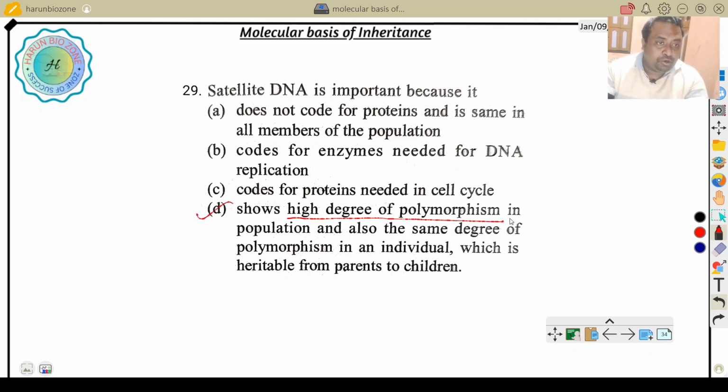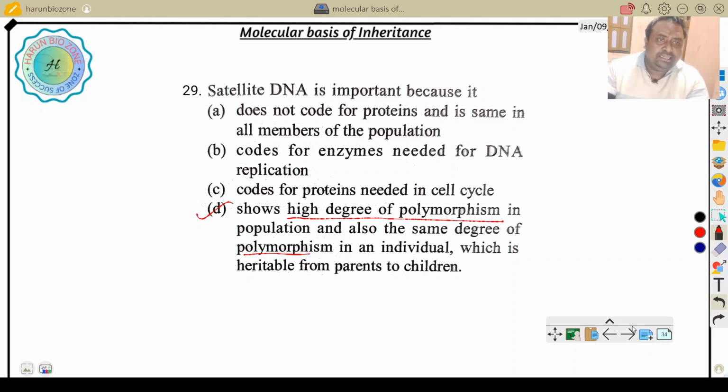So there is a high degree of polymorphism in the population. Polymorphism means poly means many, morphism means morphology, and that means different forms of repetitive sequence in different organisms through satellite DNA.